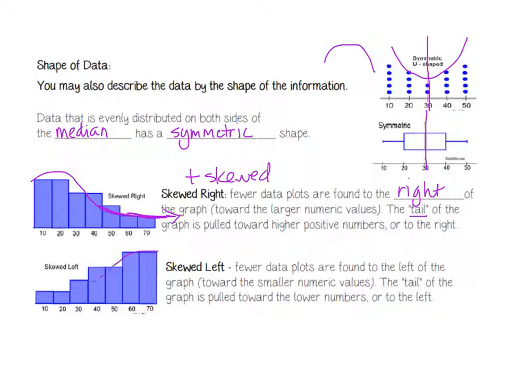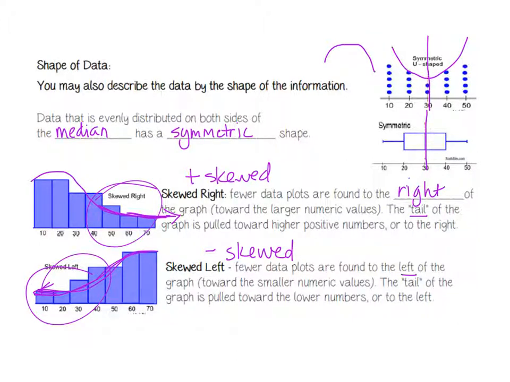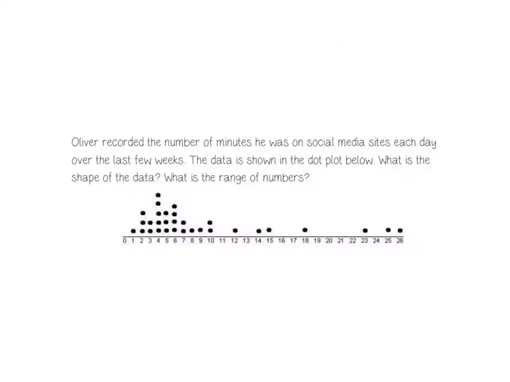Skewed left means my tail is on the left. That is also considered negatively skewed. So negatively skewed means that fewer data points are found to the left of the graph toward the smaller values. The tail is pulled toward the lower numbers or to the left. So this part right here is the tail that they're talking about. Skewed right, the tail's on the right. Skewed left, the tail is on the left.